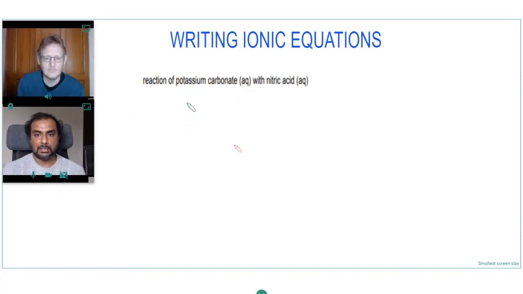Potassium carbonate. So the carbonate is CO3. Potassium is K. Potassium is in group 1, so it's K2CO3 plus HNO3, I believe. So I'm writing this time.